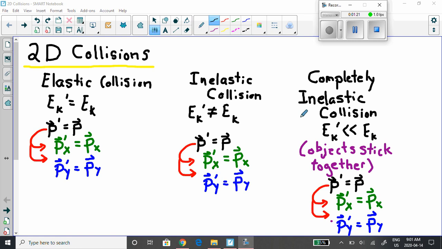We have completely inelastic collisions where the kinetic energy after the collision is much less than the kinetic energy before the collision. The objects stick together, but what we learned about momentum being conserved in the components is still true. So look, momentum being conserved is true in all of these situations right here.